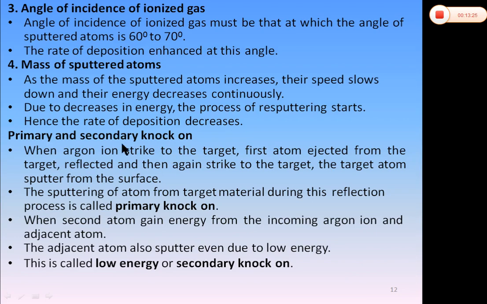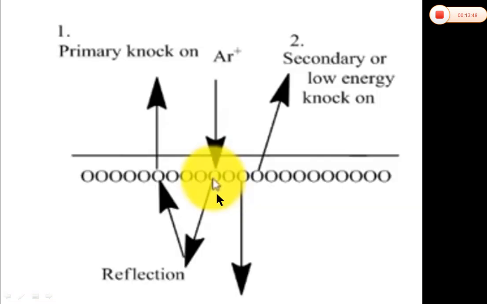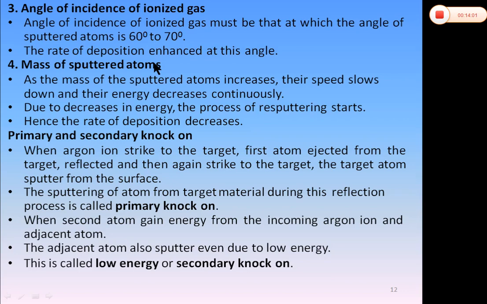What do you mean by primary and secondary knock-on? That is an important concept in sputtering. One argon ion strikes the target. The first atom is ejected from the target, reflected, and then strikes the target again. The target atom sputters from the surface. The sputtering of an atom from the target material during this reflection process is called primary knock-on. Here you can see that in primary knock-on, argon will strike this atom. This atom will be reflected back, and it will push this atom to do sputtering. This is known as primary knock-on.